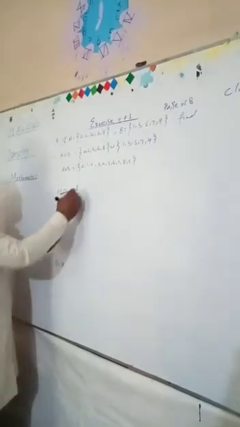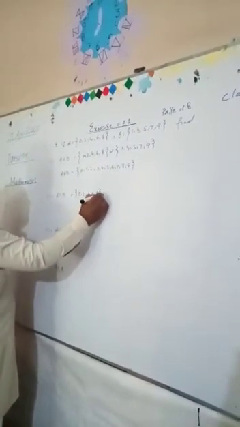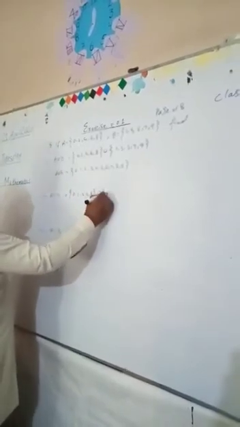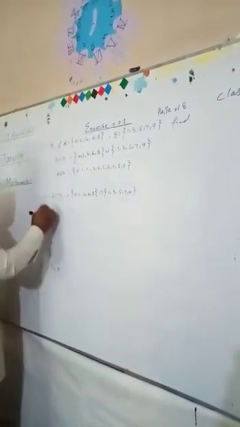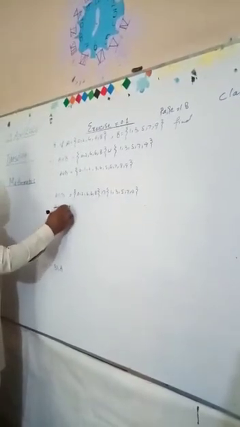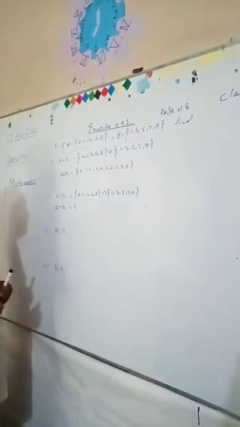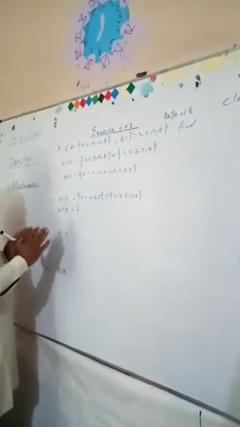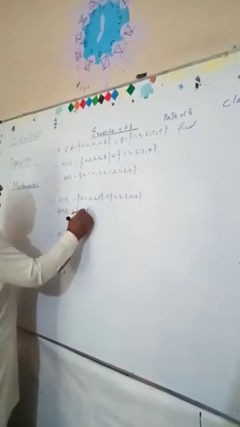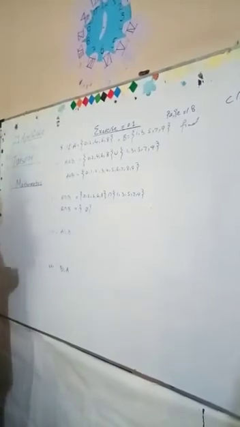Second part, A intersection B. First the A set: 0, 2, 4, 6 and 8. Intersection, B set: 1, 3, 5, 7, 9. You know that intersection means all the common elements of two sets. No numbers are common in these sets, so the answer is the empty set. Empty set means no element in the set.